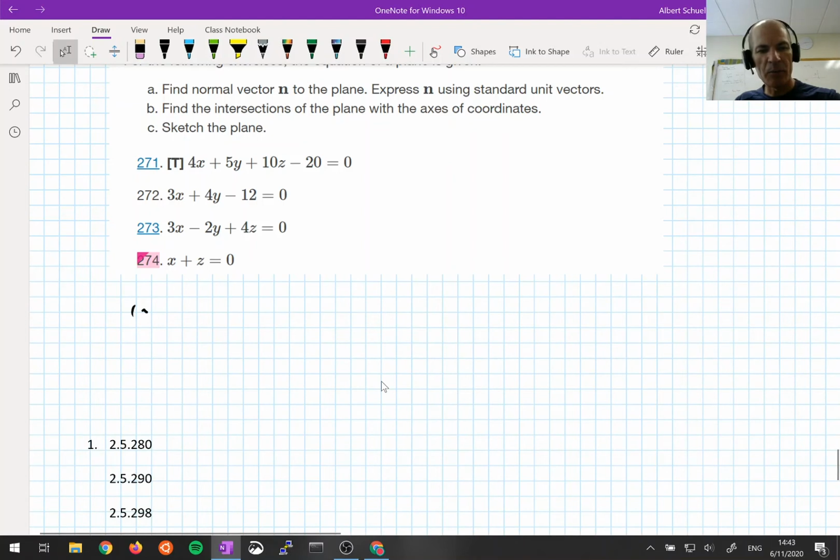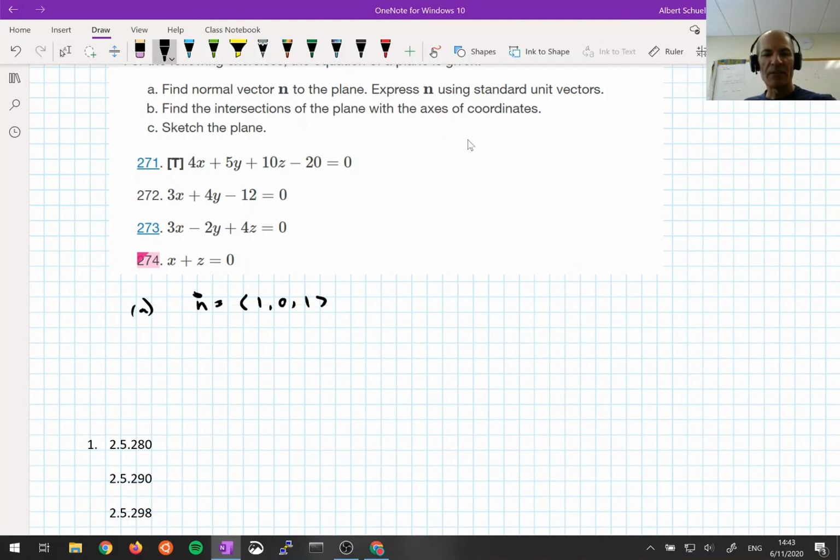In part A, remember what I said? You can pick off the coordinates of the normal vector to the plane just by picking off the coefficients of the independent variables, 1, 0, 1. So n is the vector 1, 0, 1. Find the intersections of the plane with the axes of the coordinates.